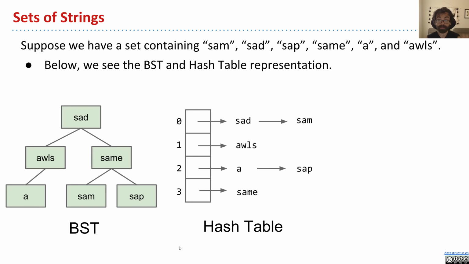And so just to compare, the running example we're going to have is as follows. We have a set for now, which contains SAM, SAD, SAP, SAME, A, and ALLS. And we have here the binary search tree and the hash table representation. That should seem very familiar. And in the next video, what we're going to do is see what the equivalent try will look like over here on the right.